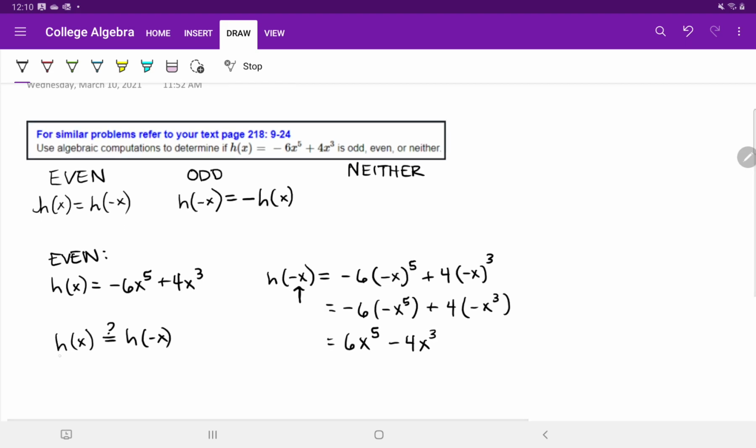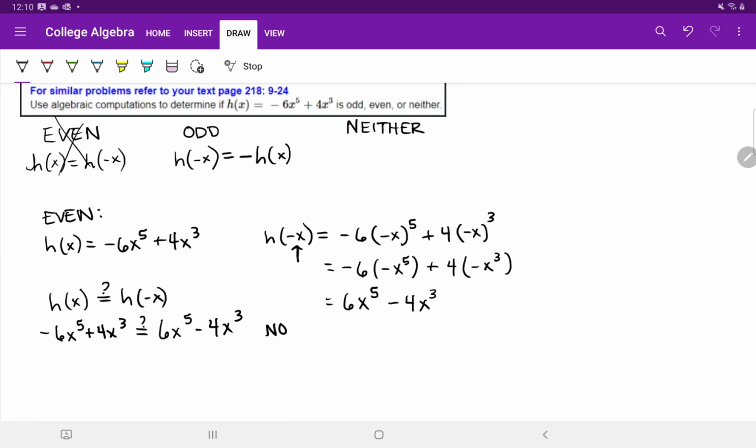Is this true? Does negative 6x to the fifth plus 4x cubed equal 6x to the fifth minus 4x cubed? And the answer is no. These are obviously different. So no, our function is not even. And we can even just cross this off so that we remember. Now let's check for oddness.